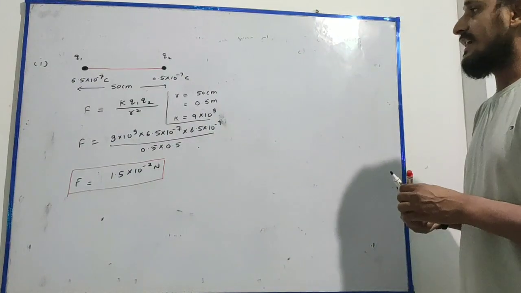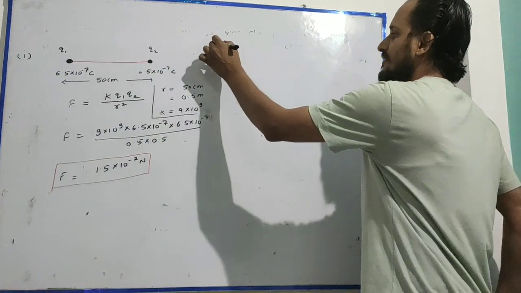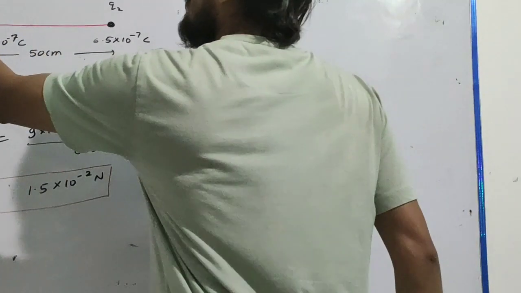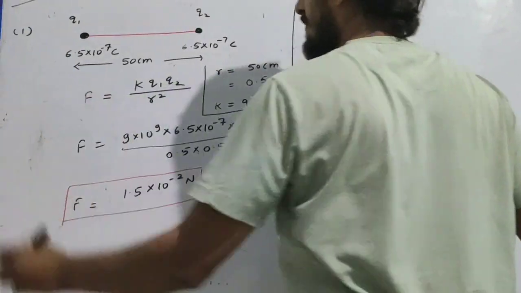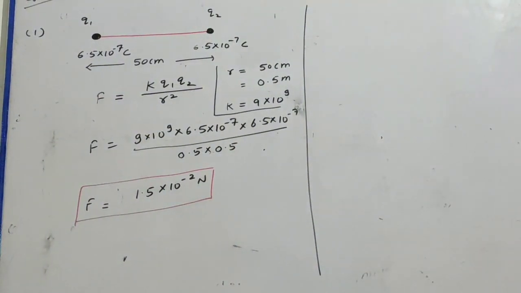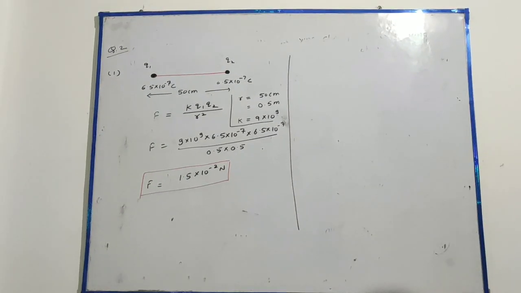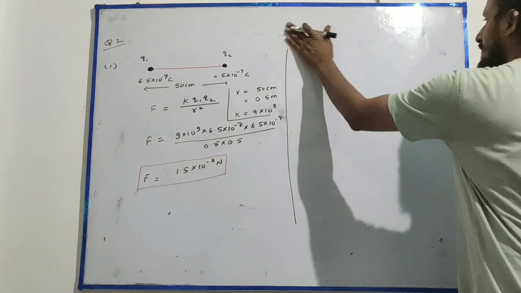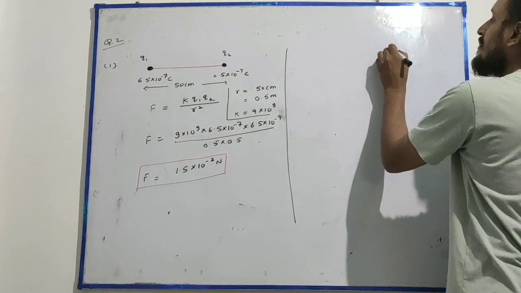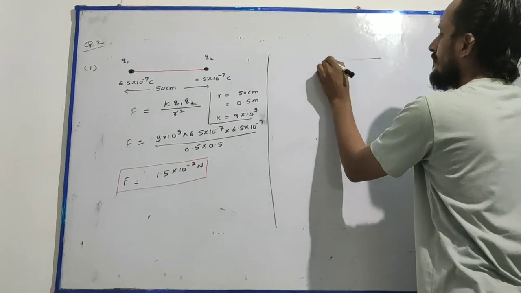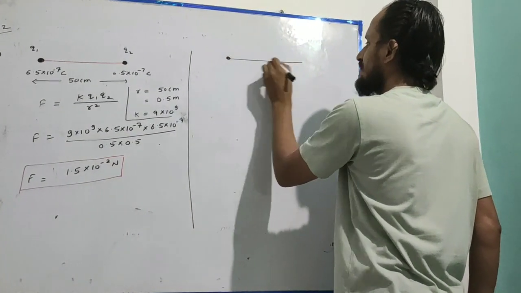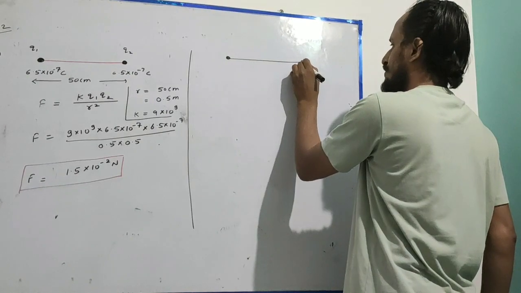Now we will see second part of the question. This is question number 2. Second part. What is the force of repulsion if each sphere is charged double the amount and distance between them becomes half? So, same, both the spheres charged by double amount.